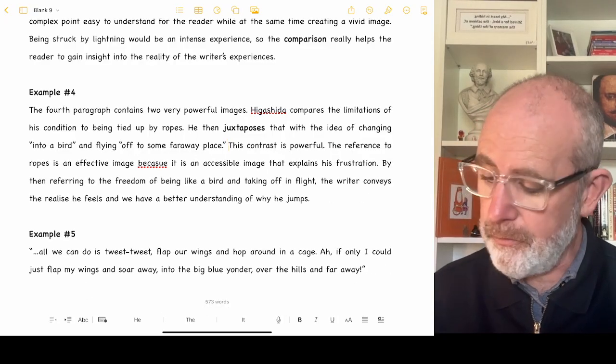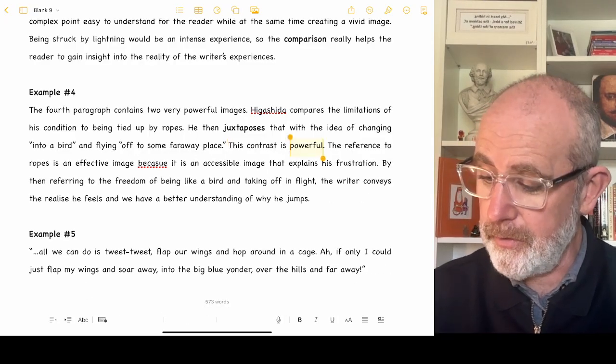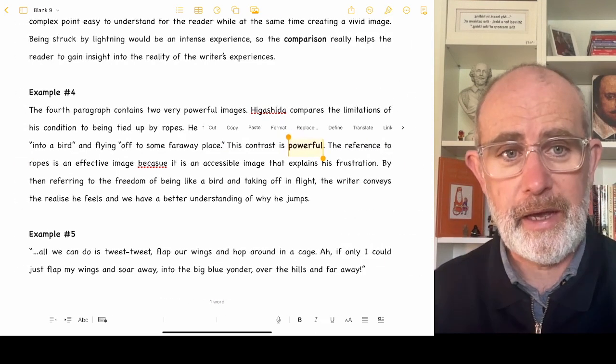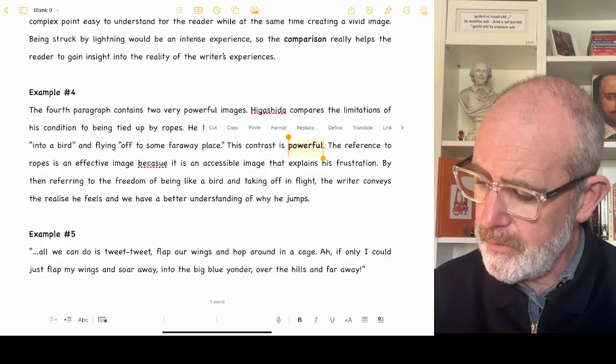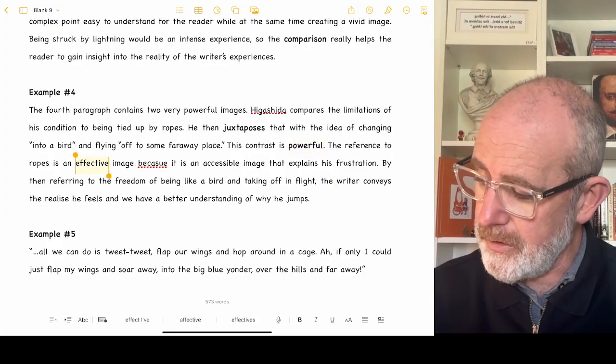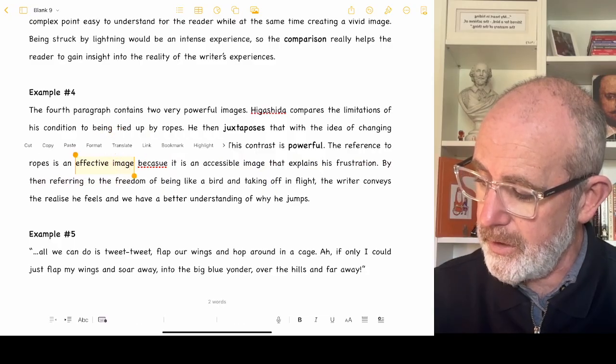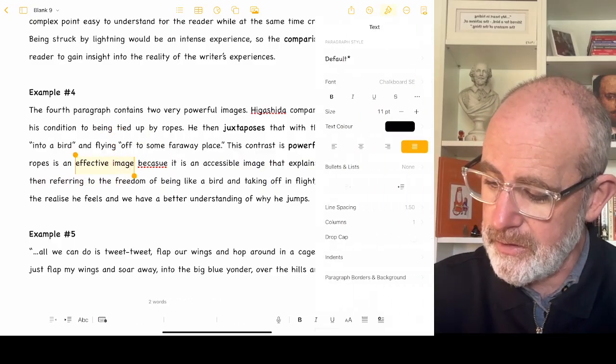This contrast is powerful. The reference, and if you're saying it's powerful, that means you've enjoyed it. You don't have to keep on saying, and I enjoyed it, because it's clear from that you are enjoying it. The reference to ropes is an effective image. There you go, effective image. Those exact words are in the question. You don't have to always use the same words that are in the question. You just have to try to be on task as often as possible.